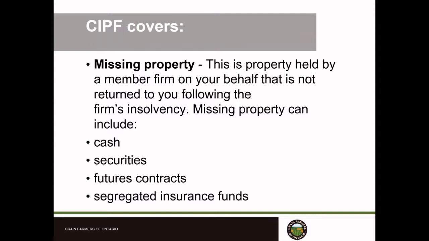This means property held by the member firm on your behalf and is not returned to you. And it can include cash, securities, futures contracts, and segregated insurance funds. And again, they have to be holding it. So if you have obviously a futures contract with them, they're holding it. If they have cash, they could be holding it, or you could have it. But securities is the key one here, because a lot of securities are delivered to their members. And again, if you take delivery of it, it's yours, you have it. It's only when they have it and they don't deliver it for some reason that you are insured, and any kind of segregated funds.